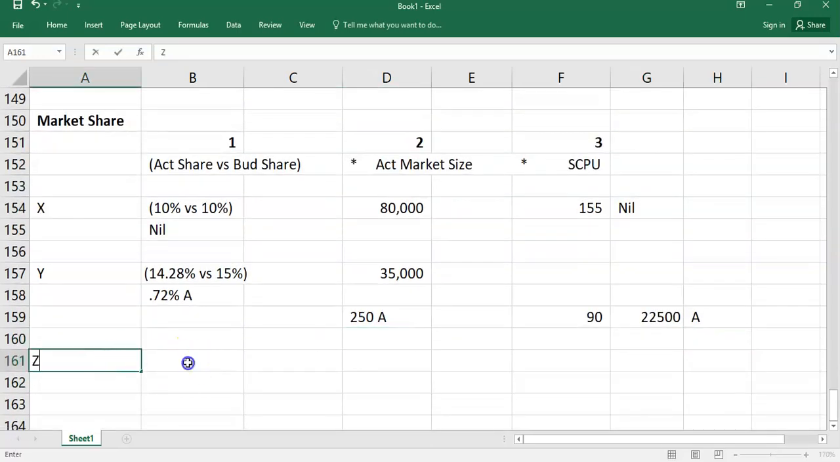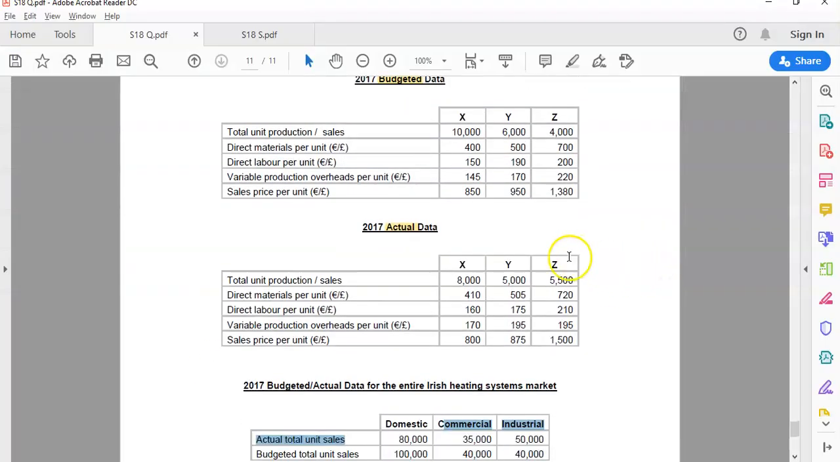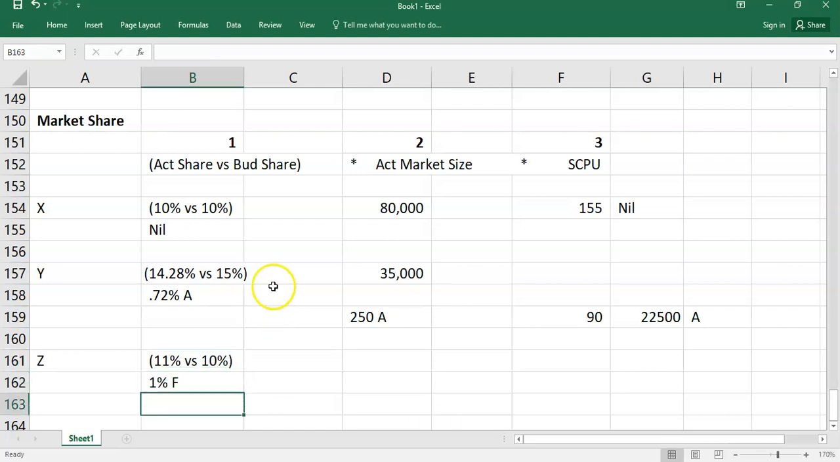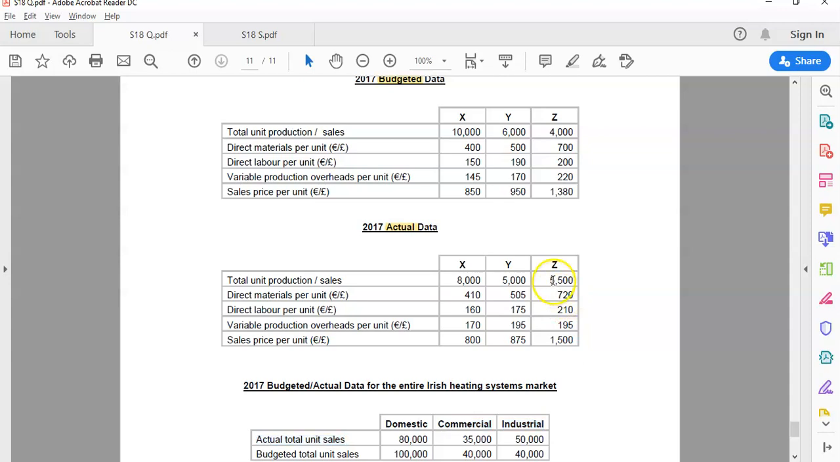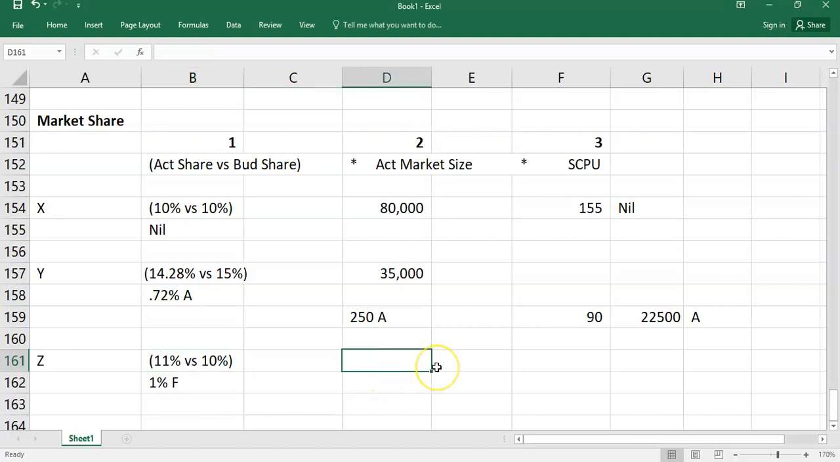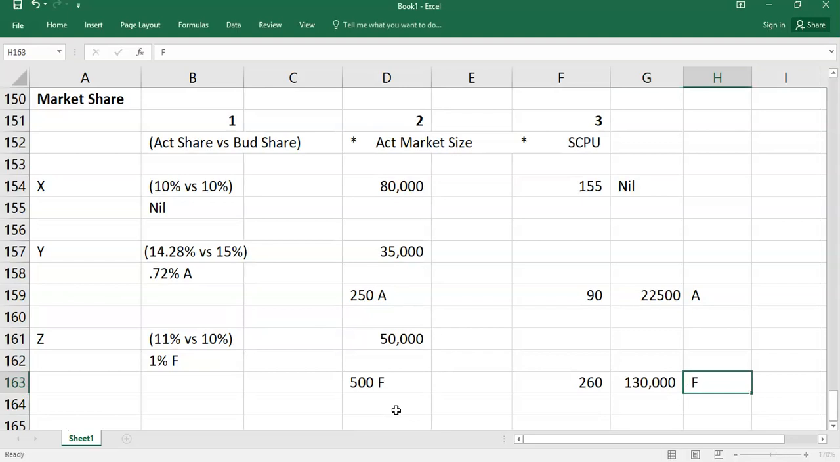And then Z is the same. Z's actual market share is 5,500 over 50,000. That is 11%, compared to expected 10%, which is 1% favorable. So you have a 1% bigger market share than expected. That 11% is 5.5 actual sales over 50 of the actual industry. The actual market size was 50. A 1% gain means you have an extra 500 units because you grew your market share, and each of those is worth 260. 260 times 500 is 130 favorable.